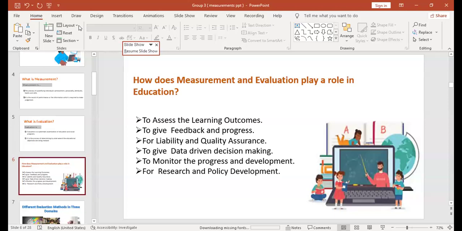It contributes to educational research and policy development. By studying evaluation results, researchers can gain insights into effective teaching practices, learning outcomes, and factors influencing educational success. Overall, measurement and evaluation play an important role in education as they provide valuable information and insight about students' learning progress, instructional effectiveness, and overall educational quality.